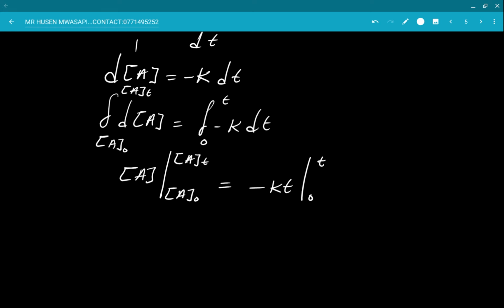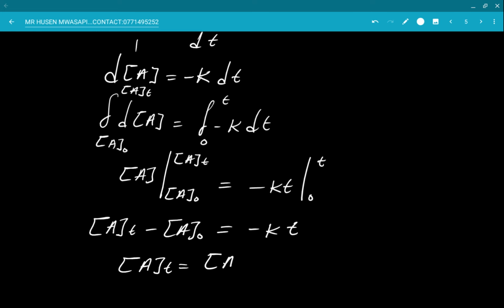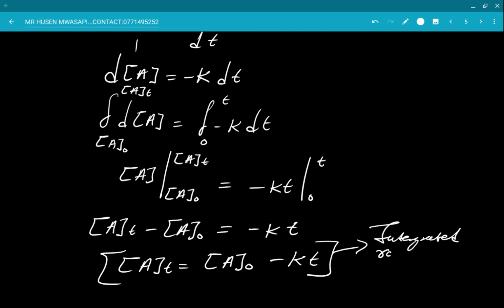So if you integrate the left hand side, you will just get concentration A at t minus concentration A at the initial being equal to negative what? Kt. If you make concentration A at t the subject, then you have this: A at t equals A initial minus Kt. What you have here is the integrated rate law for what? A zero order. So this is the integrated rate law for a zero order.